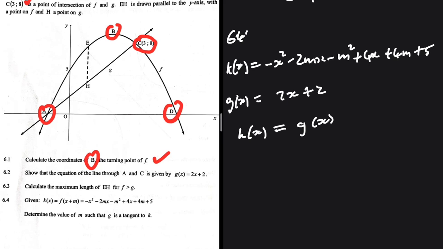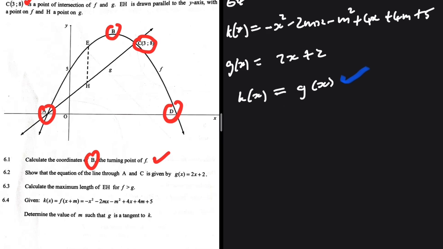k of x is equal to g of x. Why are we equating these two? Because in order for g of x to be a tangent, you can agree with me that k of x and g of x need to touch, right? But the special condition is that they need to touch only once. So we are going to address that. First of all, let's just address k of x being equal to g of x, because we know that needs to be true. So let's go and see what we end up with.